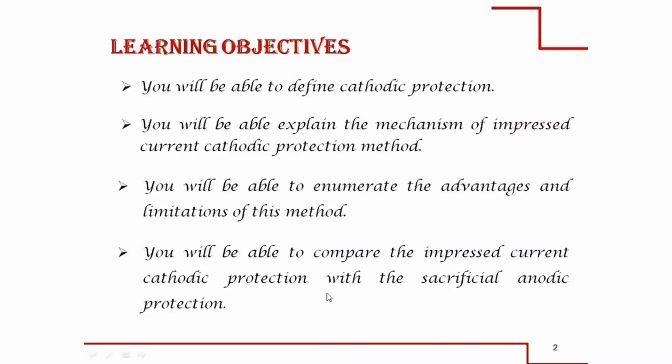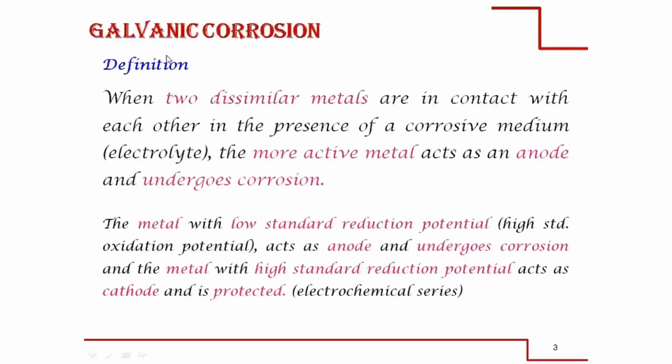At the end of this session, you will be able to differentiate: what is the sacrificial anodic method, what is the impressed current method, and the difference between the sacrificial anodic method and the impressed current method. Before going to this method, we will discuss galvanic corrosion.